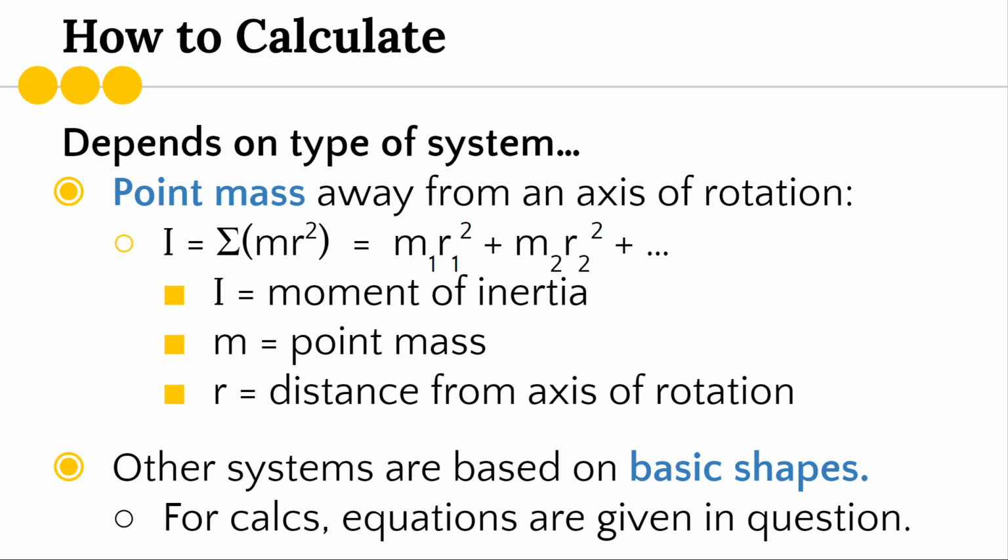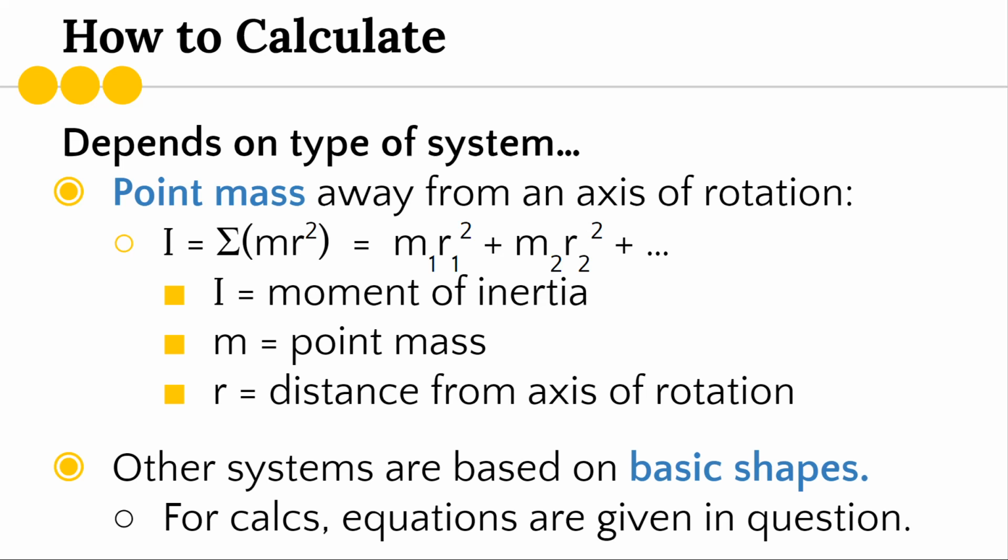The equation for finding moment of inertia for a point mass is I. The letter I is moment of inertia in our calculation. So moment of inertia equals the sum of mass times the radius squared, and that radius represents the distance of that point mass from the axis of rotation. And it's the sum of all of them, because if you have several different point masses, you would have to find it for that system. But it's the mass of that point mass times its distance from the axis of rotation. So if you have a point mass, that's your equation.